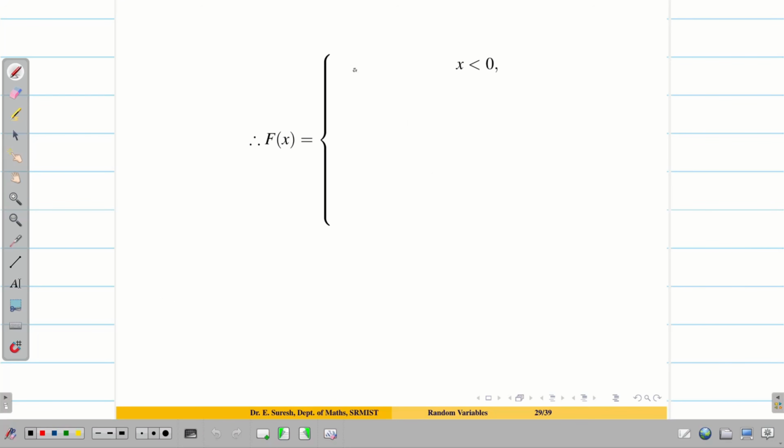First, for x less than 0, it is going to be 0. When x lies between 0 to 1, we found this is x square by 2. When x lies between 1 to 2, we found this as 1 by 2 plus 1 by 2 into (x minus 1) whole cube. For x greater than or equal to 2, it is 1. So we have to write the cumulative distribution function in a proper way like this.